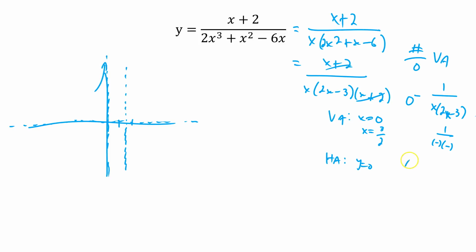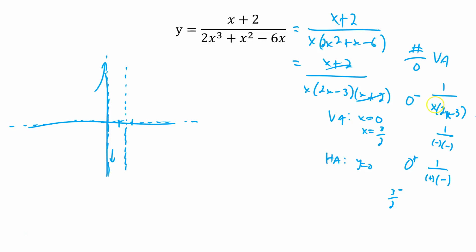If we approach 0 from the right-hand side, we now have a slightly positive number multiplied by 2 times 0, still close to 0. Minus 3, still a negative number. So we have 0 from the right, we're approaching negative infinity. So it's going down like that. If we approach 3 halves, 3 halves from the left side.